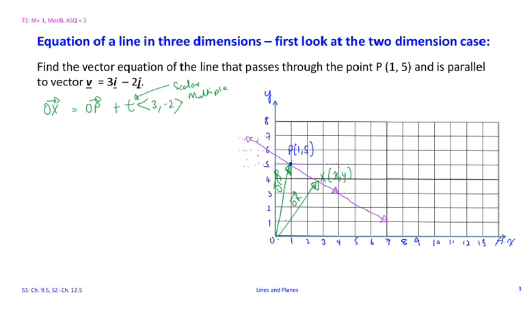If it's 2, we would have (1, 5) plus 2 times (3, minus 2). That would give us 1 plus 6, so 7, and 5 plus minus 4, which is 1. And if you look at it, that point there is in fact (7, 1). That's when I'm multiplying by 2.